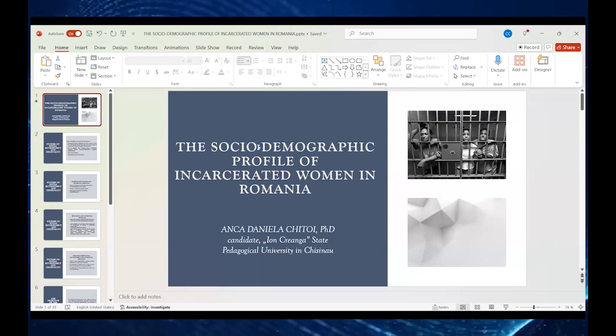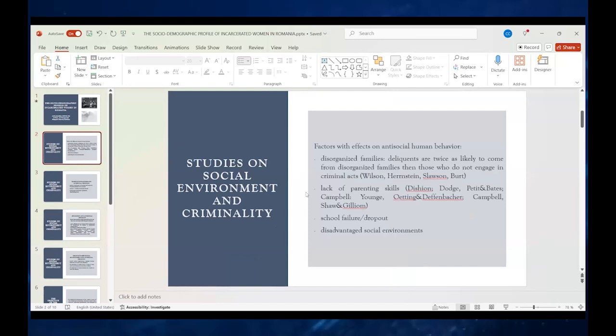The data that I share today are part of the first national level research aimed at identifying the specific characteristics of incarcerated women in Romania. In the early 20s, researchers first suggested that there is a link between criminal behavior and broken families. It was found that delinquents are twice as likely to come from such families compared to non-offenders.